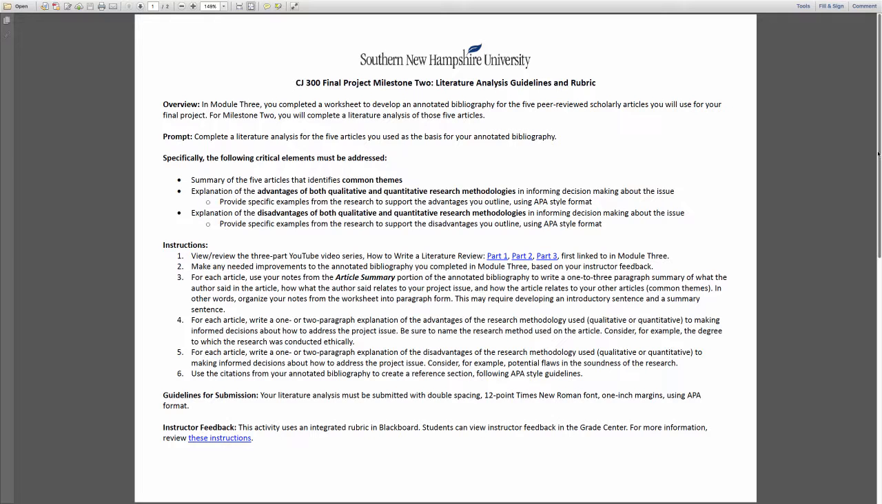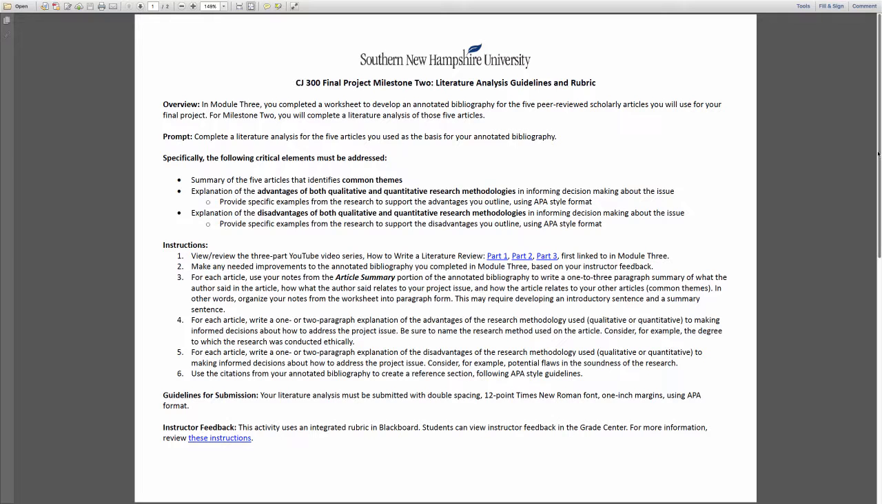I had someone email me the other day and question where I got that you have to use the Shapiro library and that you have to use peer-reviewed articles. It's straight out of Module 3 in the assignment. So anyway, you did this annotated bibliography. Now we're going to complete that literature analysis.